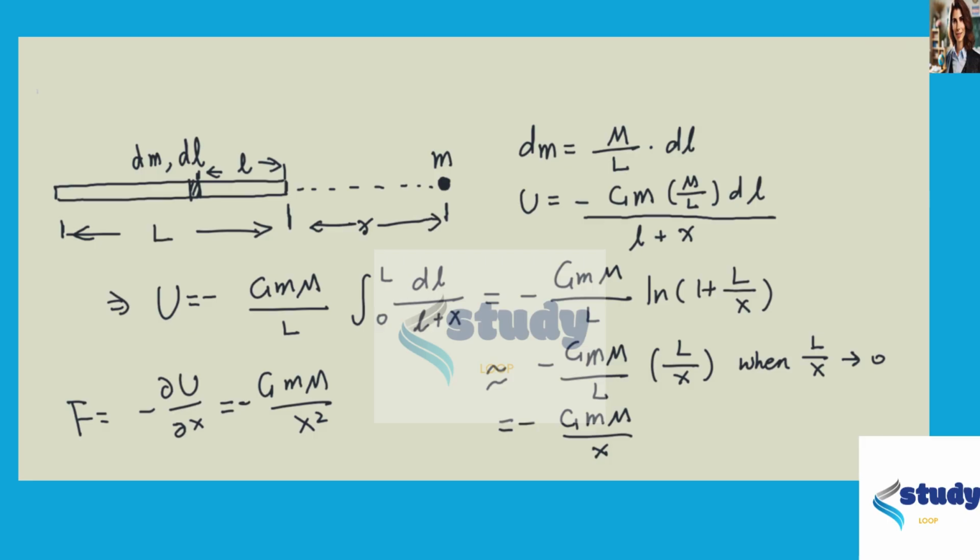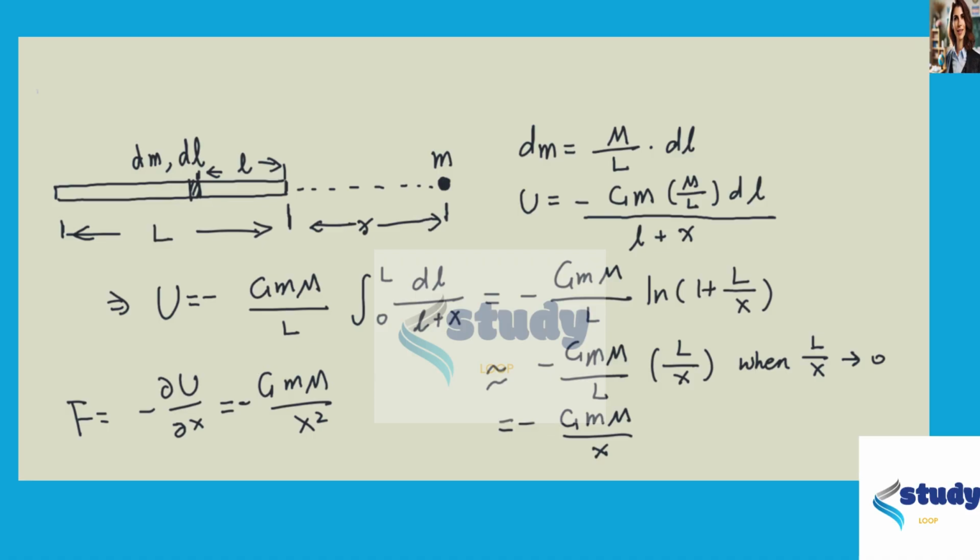So when x is much larger than L, this term becomes very small, close to 0. And ln of 1 plus a very, very small number is close to the very small number itself. So the expression becomes negative G, the mass of the point mass, mass of the rod over the length of the rod times the length of the rod divided by x, the distance between the right end of the rod and the point mass. We have L get cancelled. We have the final expression of the potential is negative G small m capital M over x. Okay, that's for question A.